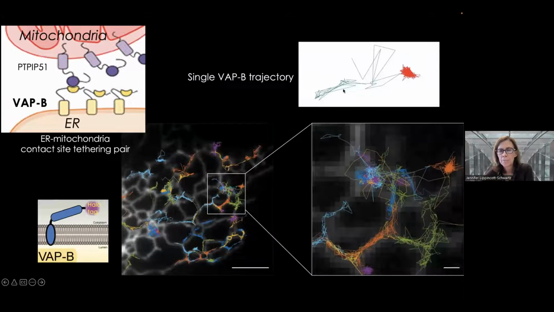So this top image that you're seeing here in white, this in blue and red, is a single VAP-B trajectory along the surface of the ER. And what you can see is the molecule moves very, very fast when it's in an isolated tubule or three-way junction in the ER. But as soon as it gets to a region that's close to mitochondria, which we believe is a contact site, it undergoes very, very concentrated movement, retaining it in that structure for a time before it can move out.